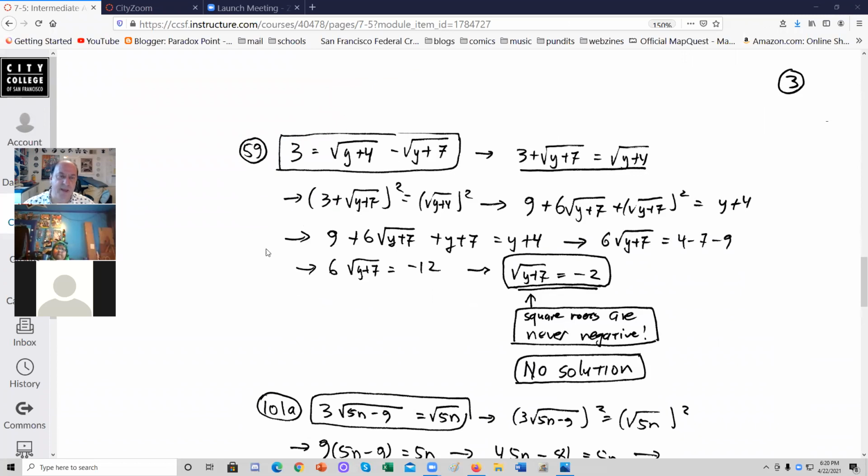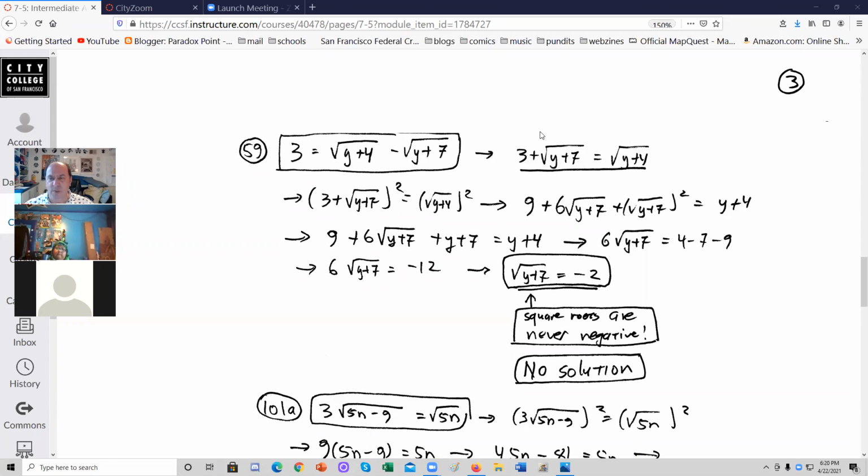Here we have a mess. 3 equals square root of y plus 4 minus square root of y plus 7. The difficulty here is, of course, if you square both sides, we get a cross term, which will still have a square root. What we do is simplify it a bit by transposing the root y plus 7 to the other side. You add root y plus 7 to both sides, you get 3 plus root y plus 7 equals root of y plus 4.